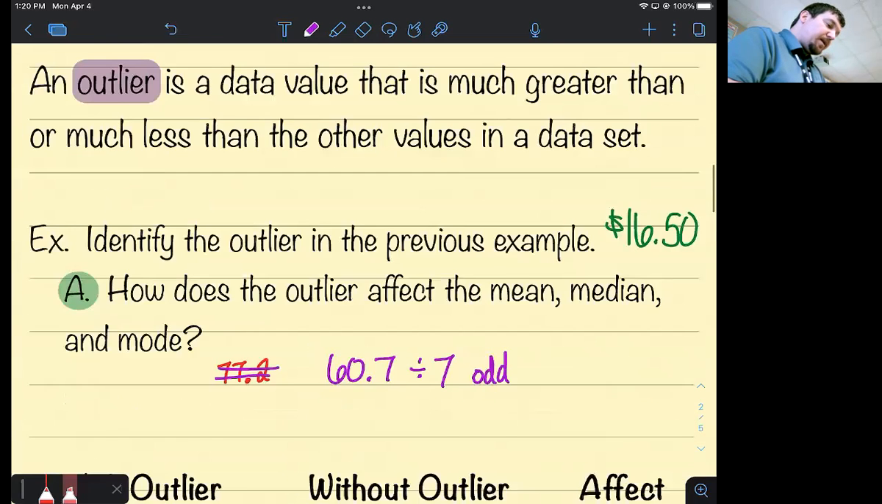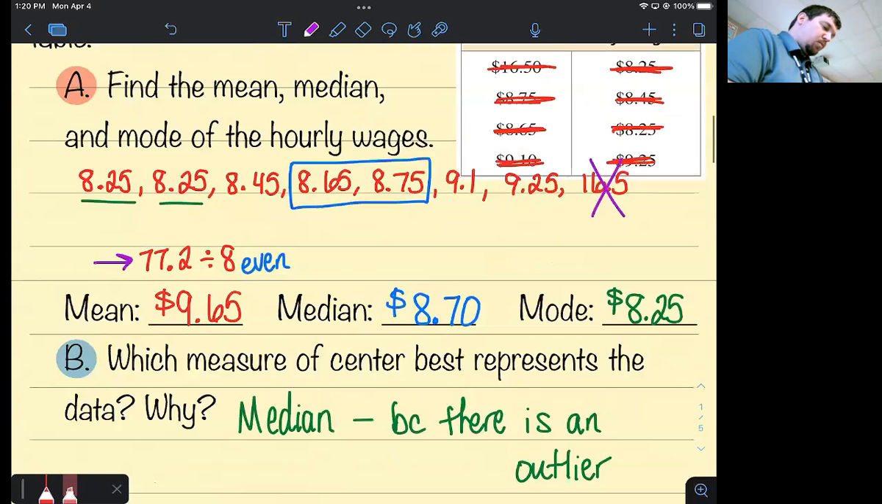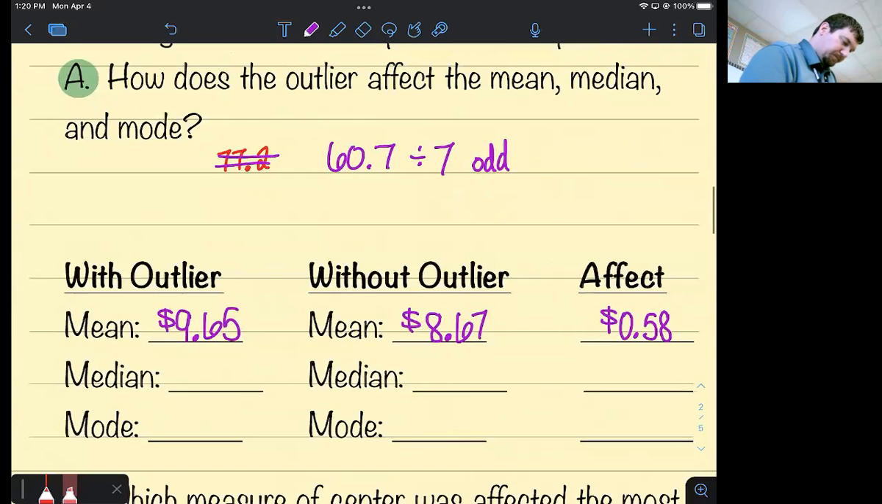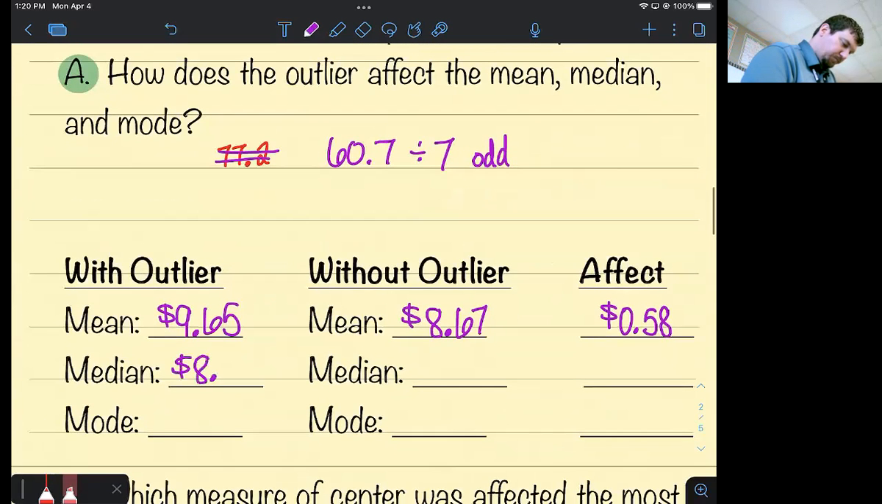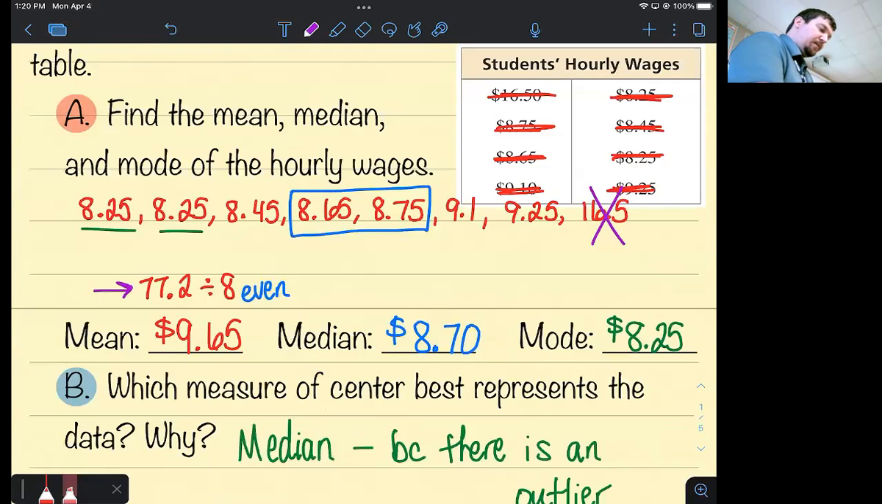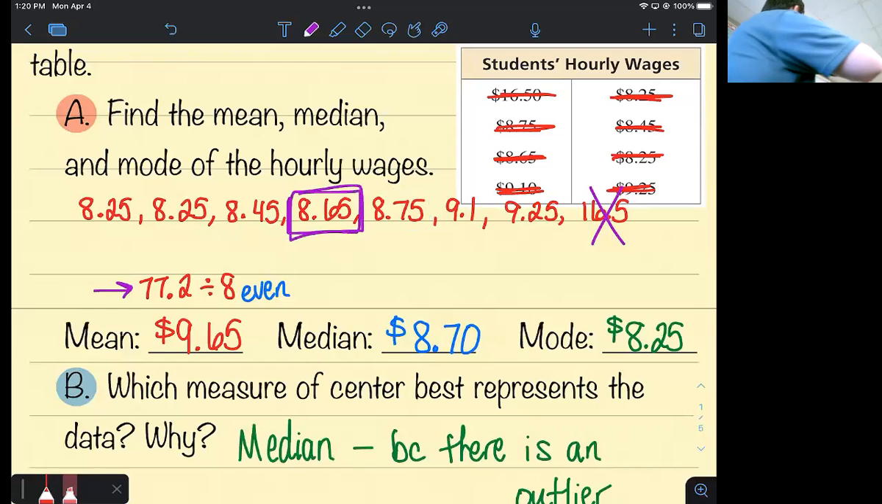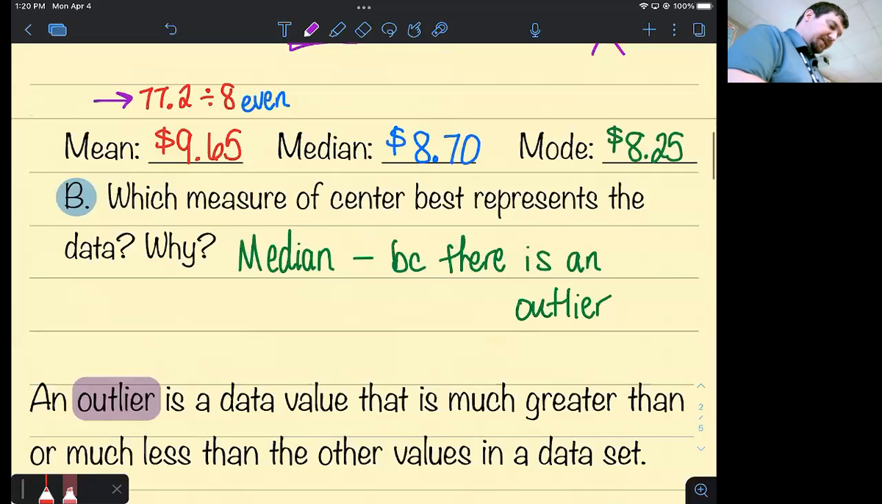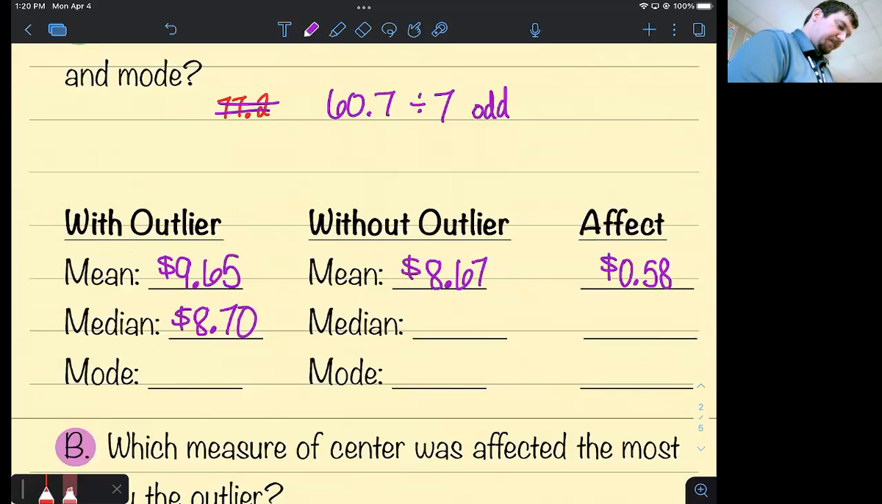Okay. We know the median with the outlier was $8.70. Now we're going to find the median without the outlier. So I've already got the numbers listed up here. If I don't include the outlier, that leaves 7 numbers. Now there will be one number in the middle, right there, 3 on one side and 3 on the other. And so $8.65 is my median. So it changed. How much did it change by? 5 cents.